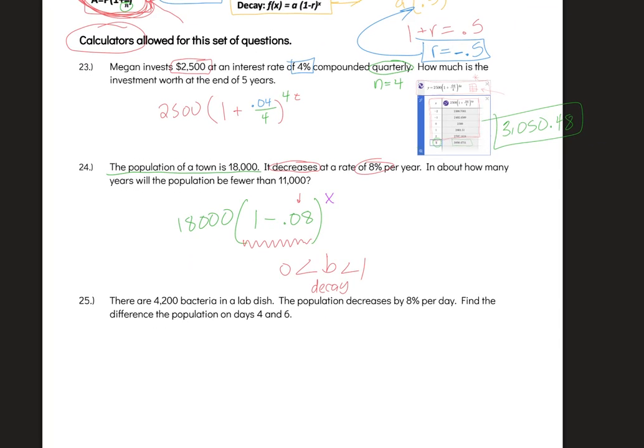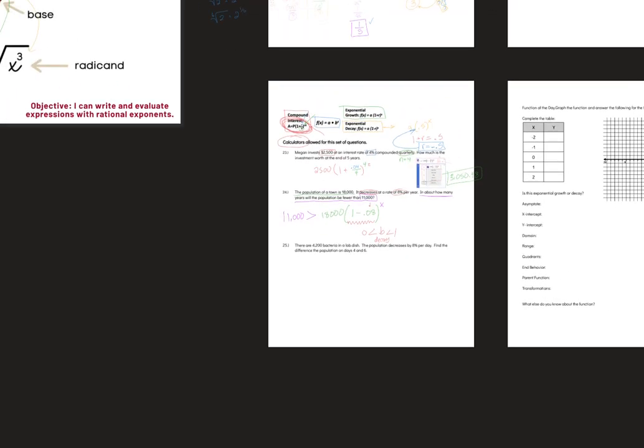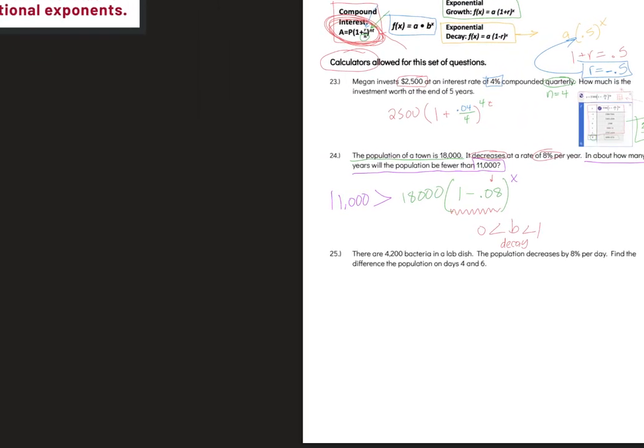And now it says, in about how many years will the population be fewer than 11,000? So that purple part is basically, we want to know when will this happen? When will 11,000 be bigger than this thing? And now we're just going to take this part, plug it in Desmos. You could actually plug in this entire thing into Desmos. Maybe I'll do that. In fact, before I show you what that looks like on Desmos, I'm going to graph this thing kind of like just normally.